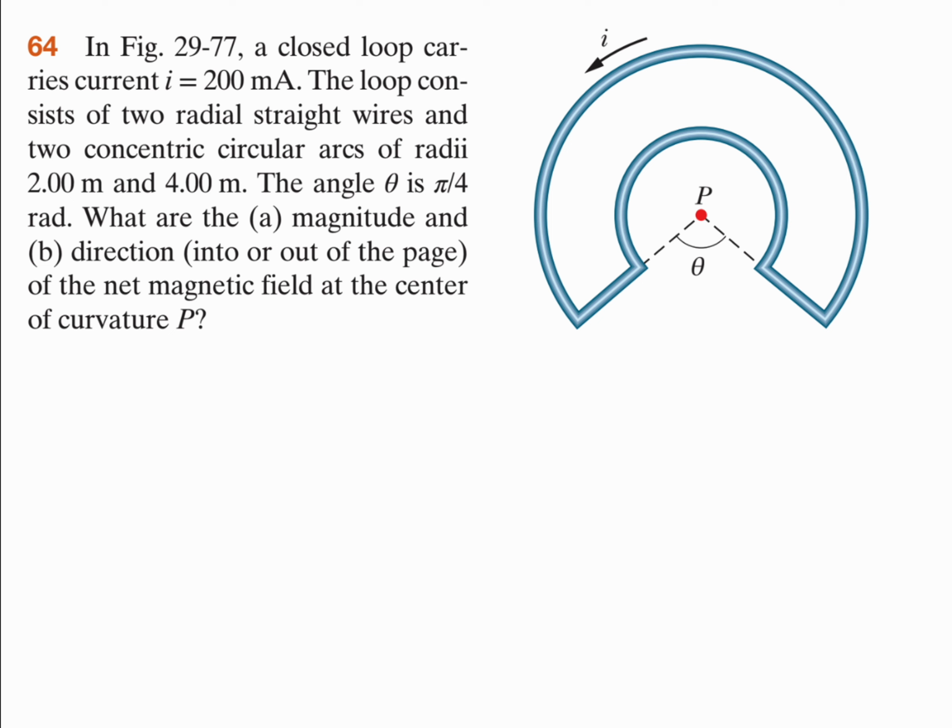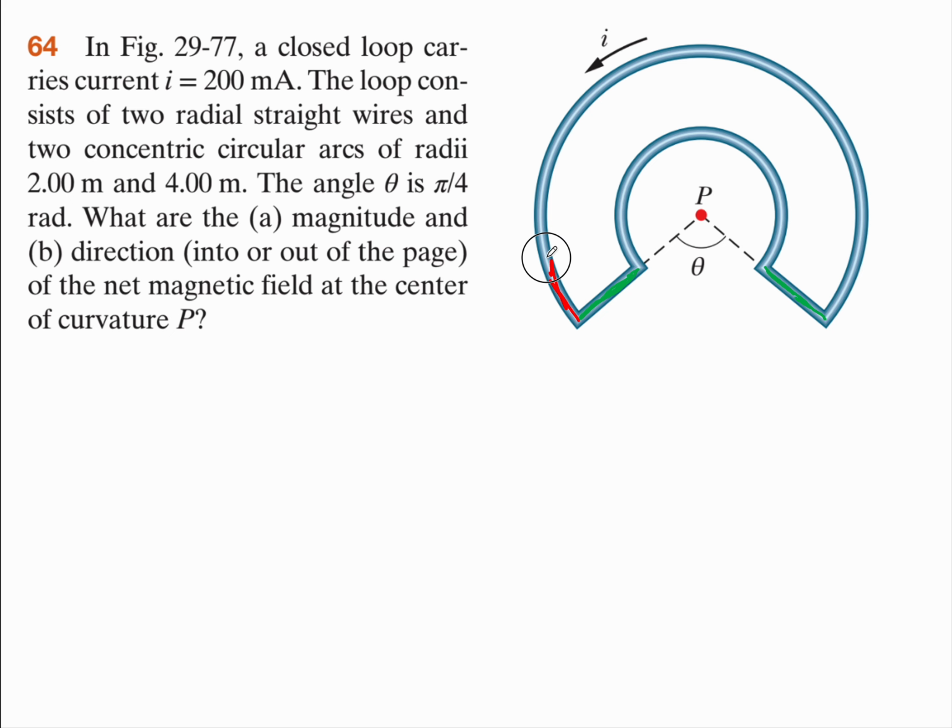Question A, what's the magnitude and direction, in or out of the page, of the net magnetic field at the center of curvature P? Well, if we look at these wires, there's a couple quick notes on this one. These two wires, carrying current towards P and away from P, are not going to produce any magnetic field along that line. But what we do have is these two loops.